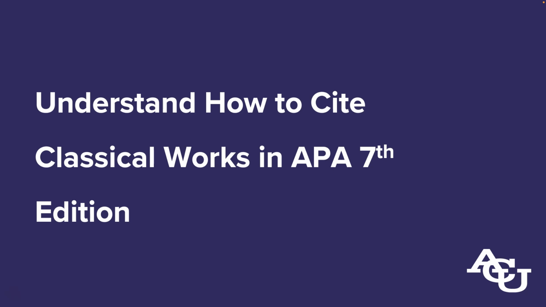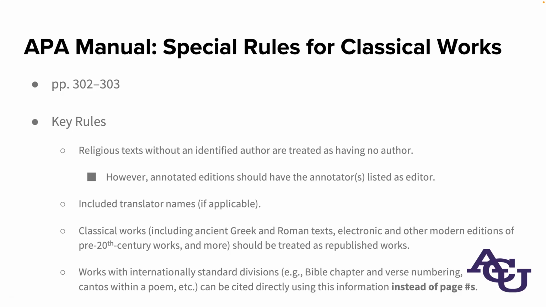So let's talk about those classical works here. There's a couple pages on this in the APA's manual, but here are some key takeaway points, or key guiding rules if you prefer. Original texts that don't have an identified author are treated as having no author. But if you're looking at a published version that has annotations, whoever did the annotation, which could be more than one person, will be listed as the editor. If there's a translator, list the translator.